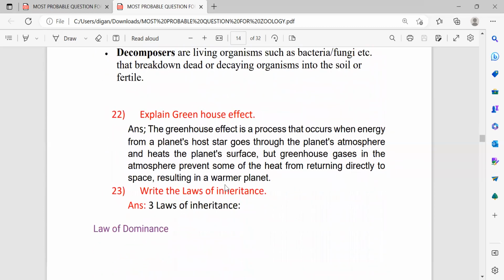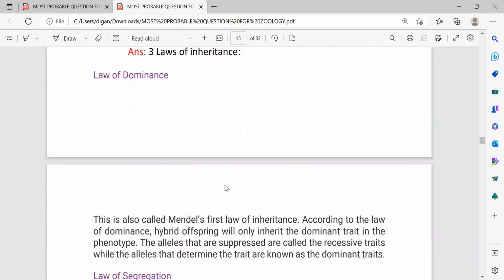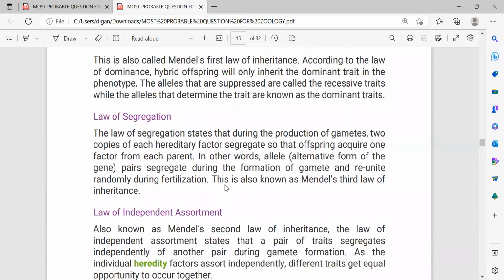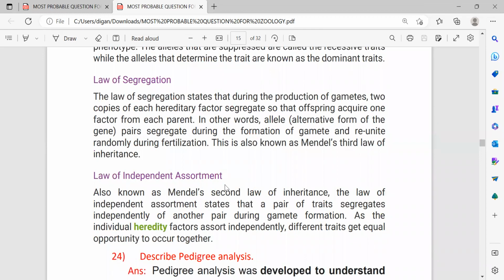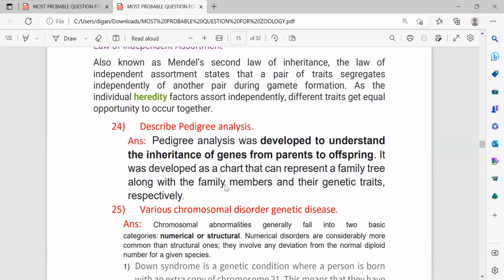Explain the greenhouse effect. So this is the explanation of the greenhouse effect. Then write the 3 laws of inheritance: law of dominance, law of segregation, and law of independent assortment. A single law may also come, but if you go through all the 3 laws, one question you will definitely get.